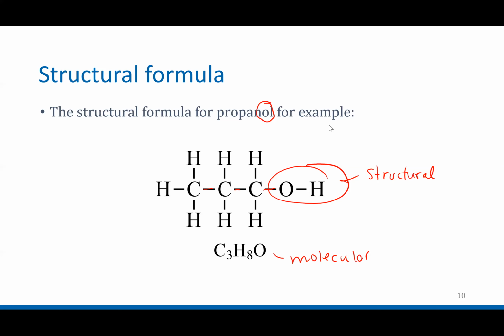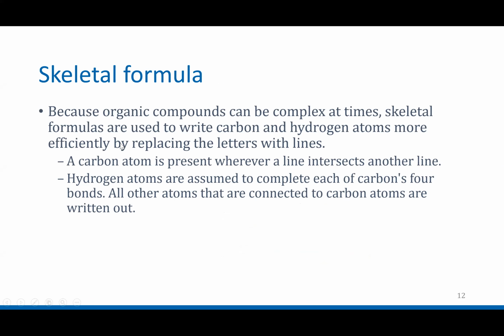Chemists are famously lazy, or I should say maybe scientists are famously lazy. There must be an easier way for me to draw propanol or octane or cyclopentane than having to draw all of these lines and all of these hydrogens and all of these C's. Is there an easier way? And the answer is yes, there's certainly an easier way. It's called the skeletal formula.